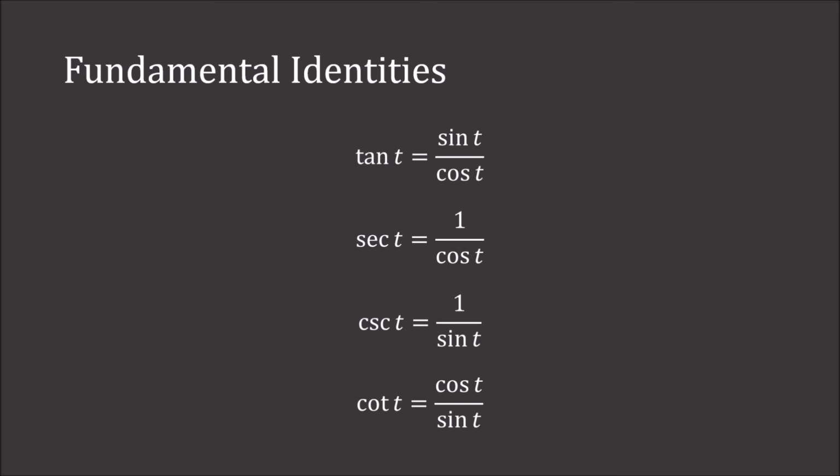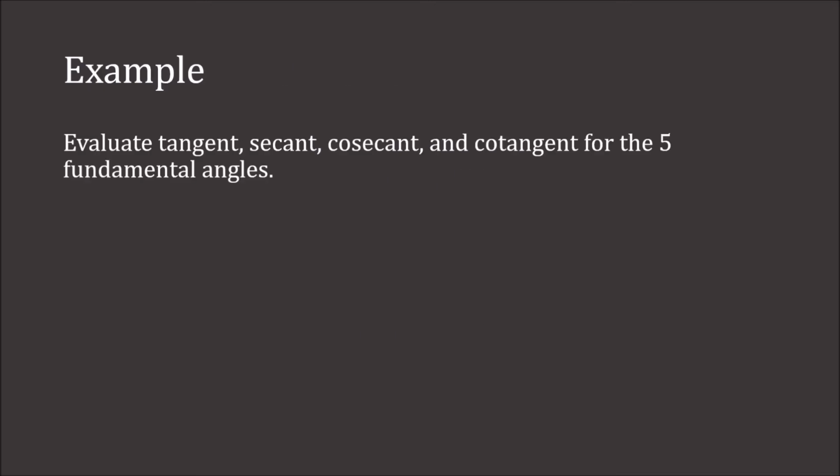We will use these four fundamental identities to now evaluate tangent, secant, cosecant, and cotangent for the 5 fundamental angles that we studied. So 0 degrees, 30 degrees, 45 degrees, 60 degrees, and 90 degrees. So start with 0 degrees. So tangent of 0 is sine of 0 over cosine of 0. Right, the sine of 0 was 0. Cosine of 0 is 1, so that is 0.